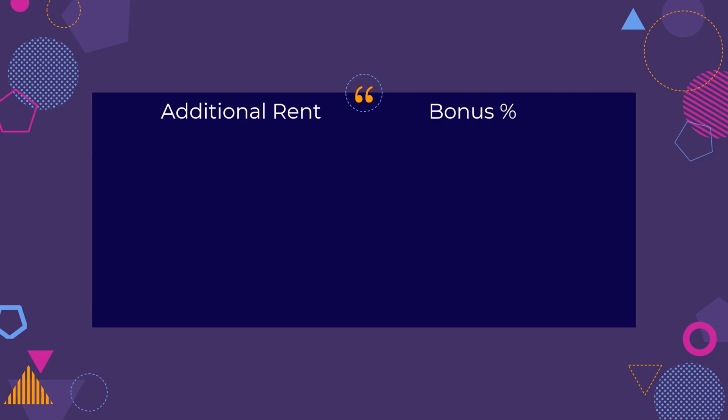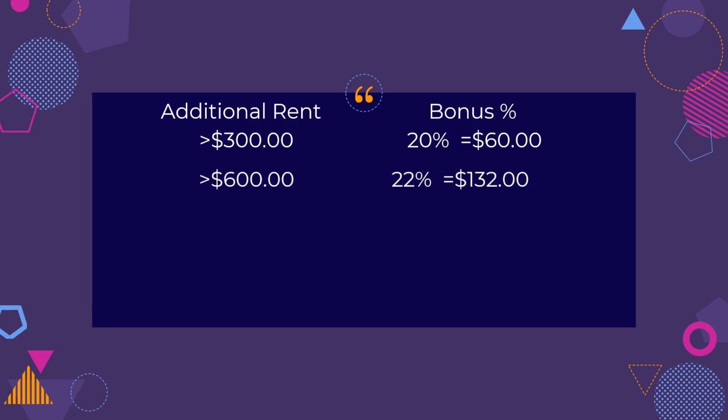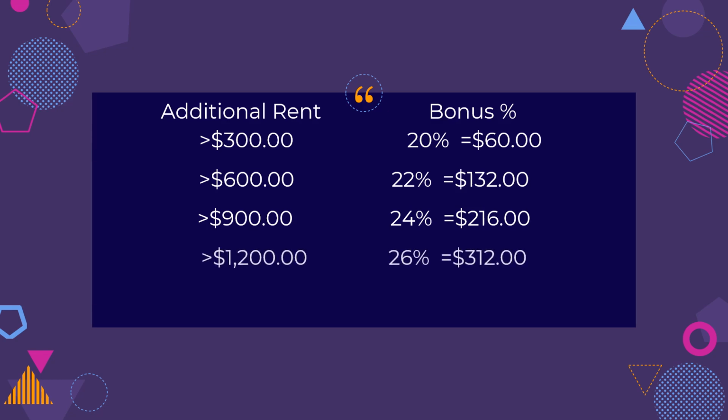The additional rent bonus, which is called the boosted saving bonus, is calculated like this. If the tenant pays more than $300, a 20% bonus of $300 is paid to the client, which is $60. If the tenant buyer pays more than $600, 22%, and if more than $900 a month of additional rent is paid, then 24%. And if it's more than $1,200, then 26%.